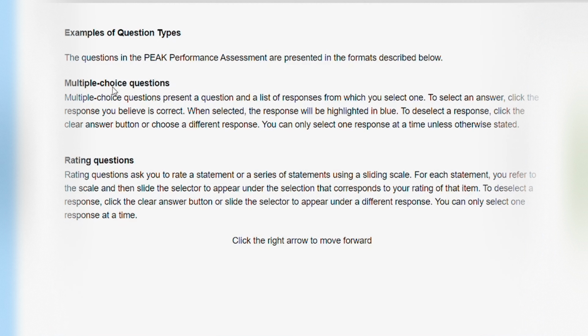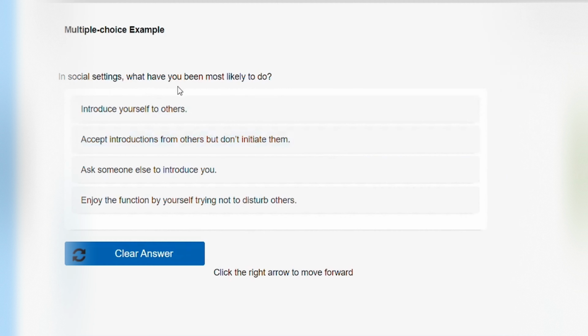Now, then you'll see 2 examples for each type of question. One is a multiple choice question, the other is a rating question. In multiple choice, you have to pick one answer from the list of answers. And here you can only select one response at a time, unless otherwise stated. The second type of questions are rating questions, which ask you to rate a statement or series of statements using a sliding scale. Here you can select one response at a time only. Now let's move on to the examples.